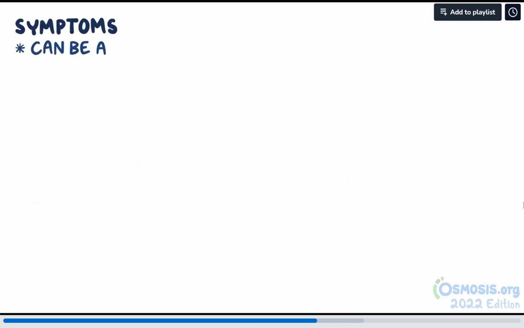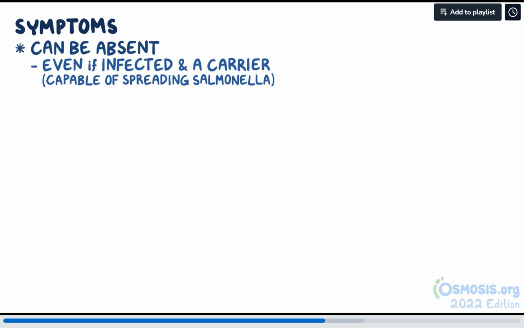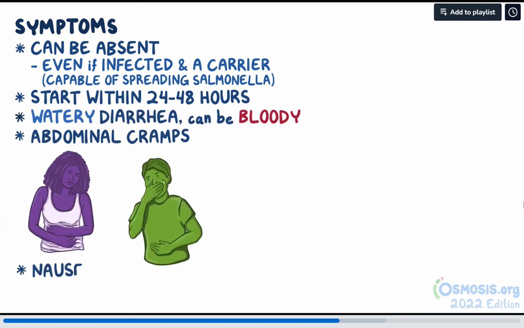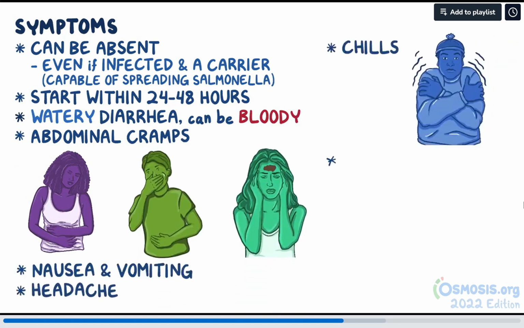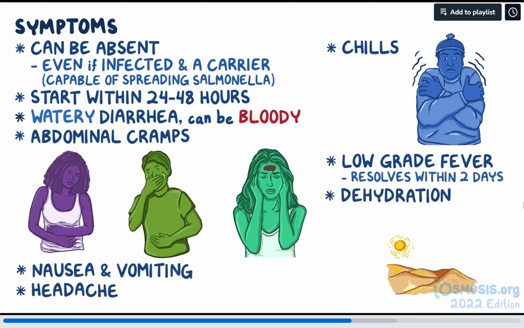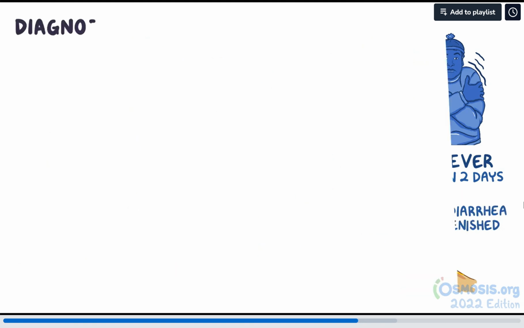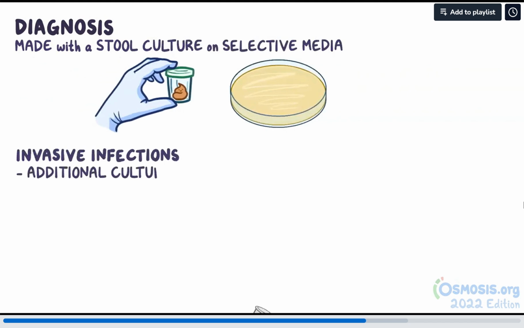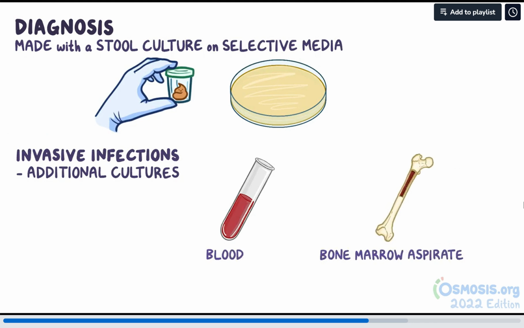Now, sometimes symptoms can be absent, even if a host is infected and a carrier capable of spreading non-typhoidal Salmonella. When symptoms do occur, they start after 24 to 48 hours, and they're pretty typical for food poisoning. Watery diarrhea, which may be bloody, abdominal cramps, nausea and vomiting, headache, chills, and a low-grade fever, which typically resolves within 2 days. Dehydration may also occur if fluid loss from diarrhea has not been replenished. A definitive diagnosis can be made with a stool culture on selective media. In invasive infections, additional cultures, like blood and bone marrow aspirate cultures, may be necessary.